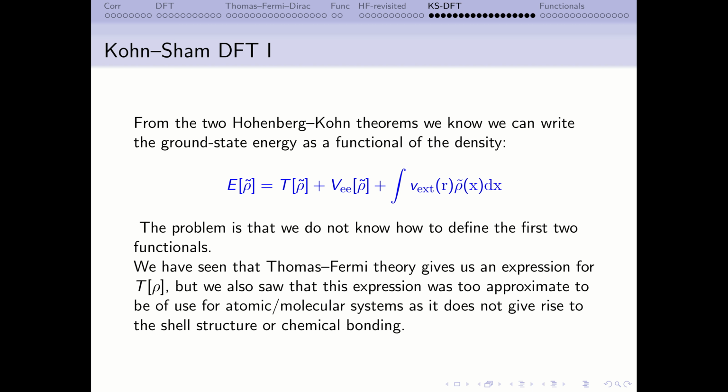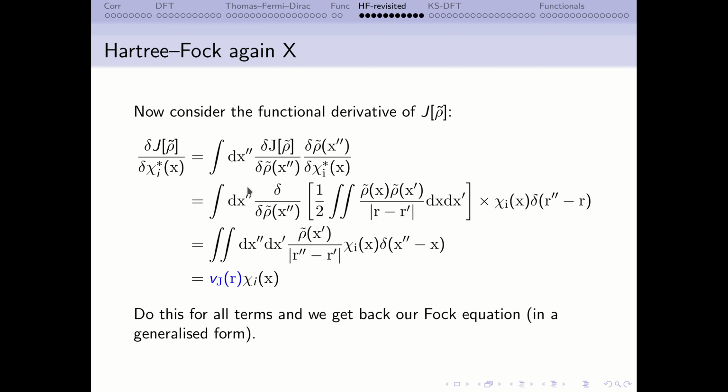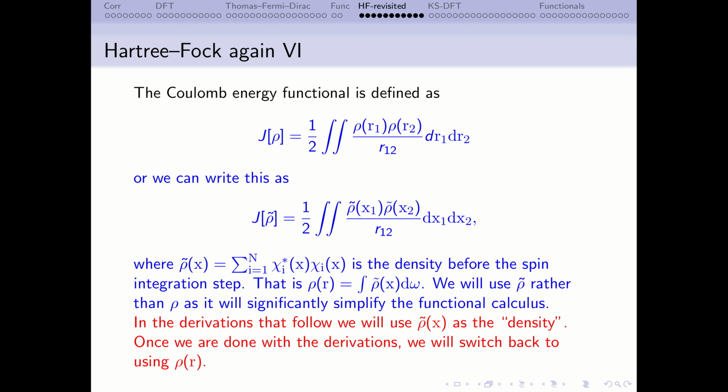Well, we can write down our functional of the density. This shouldn't have rho tildes in it. Actually, that's fine. Rho tilde is the density before we integrate out the spin. So let's just remind ourselves what rho tilde was. Rho tilde of x is equal to the sum over I from 1 to n of chi I star x chi I x. It's not a density. To get a density, you have to integrate rho tilde with respect to the spin coordinate.